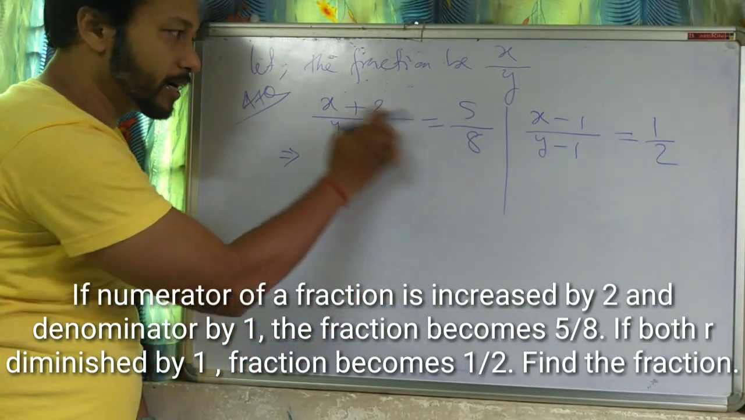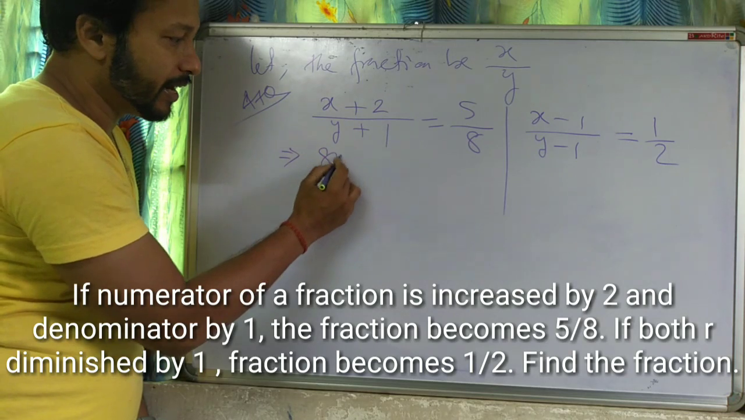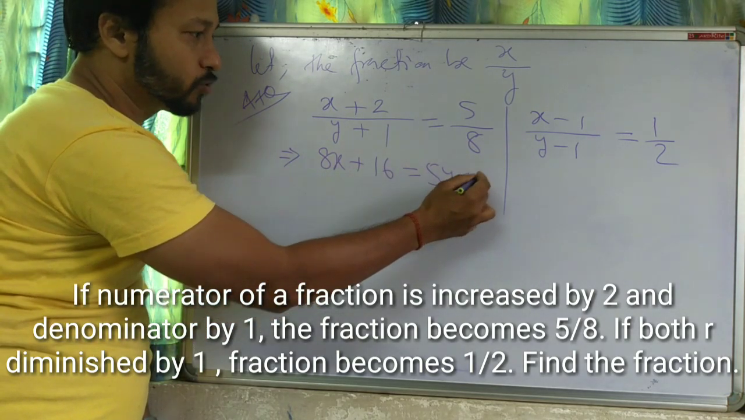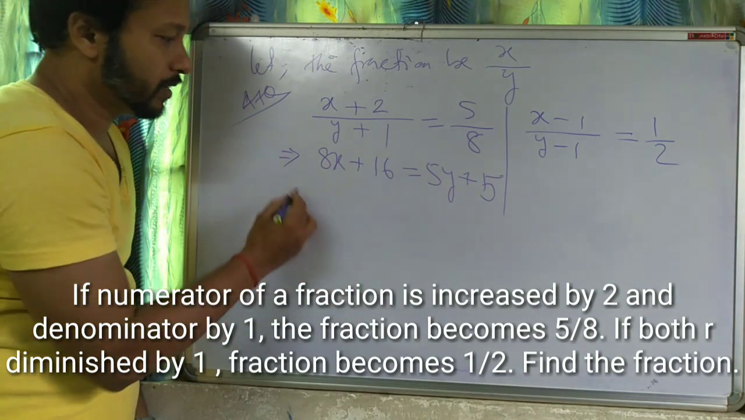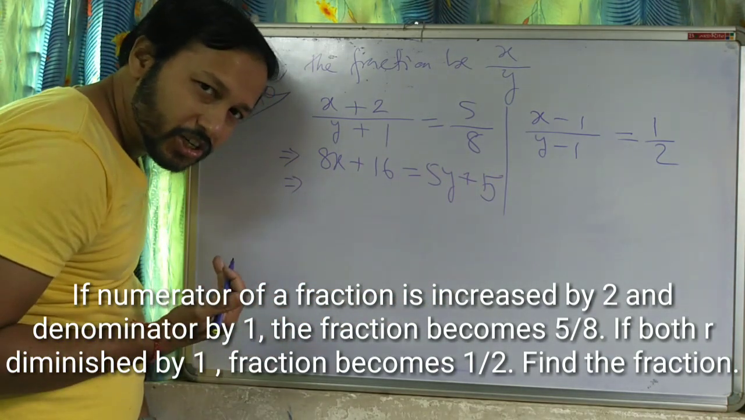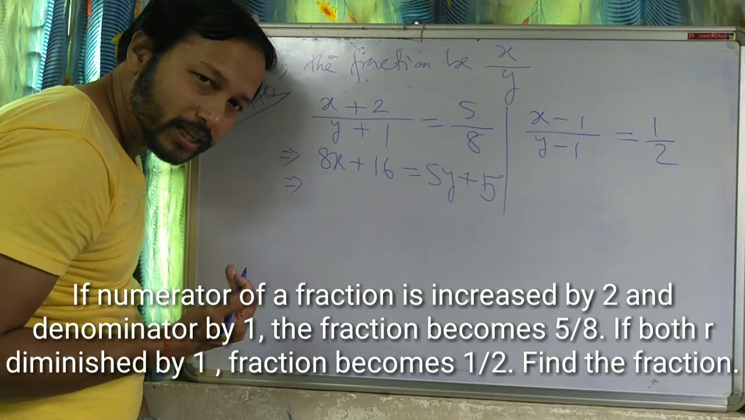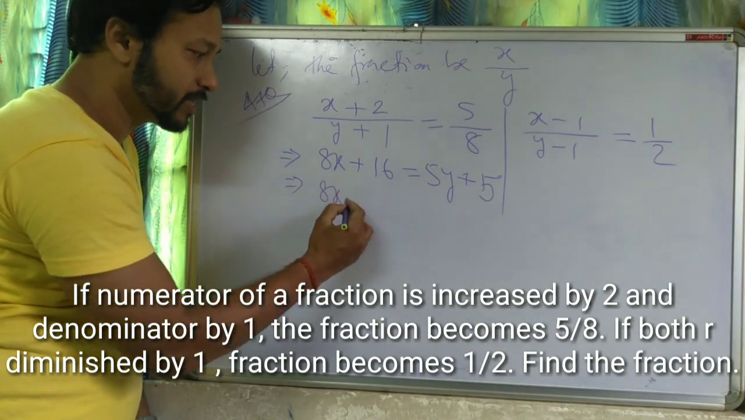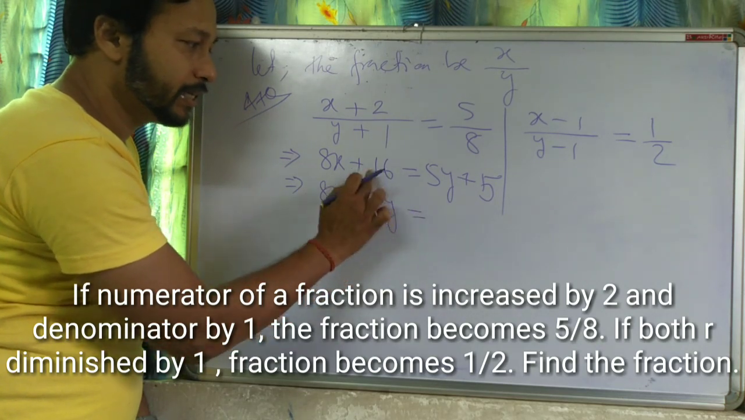Now let us cross multiply it. 8x plus 16 equal to 5y plus 5. All the x and y this side, where x and y are not there, that side. 8x, 5y is coming this side, 16 is going there.